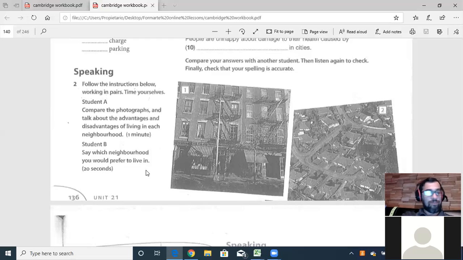20 seconds, go. Okay, I prefer to live in the neighborhood number two, because I think you have more space. And if you want to buy a car, you can have a garage in which you can put the car.